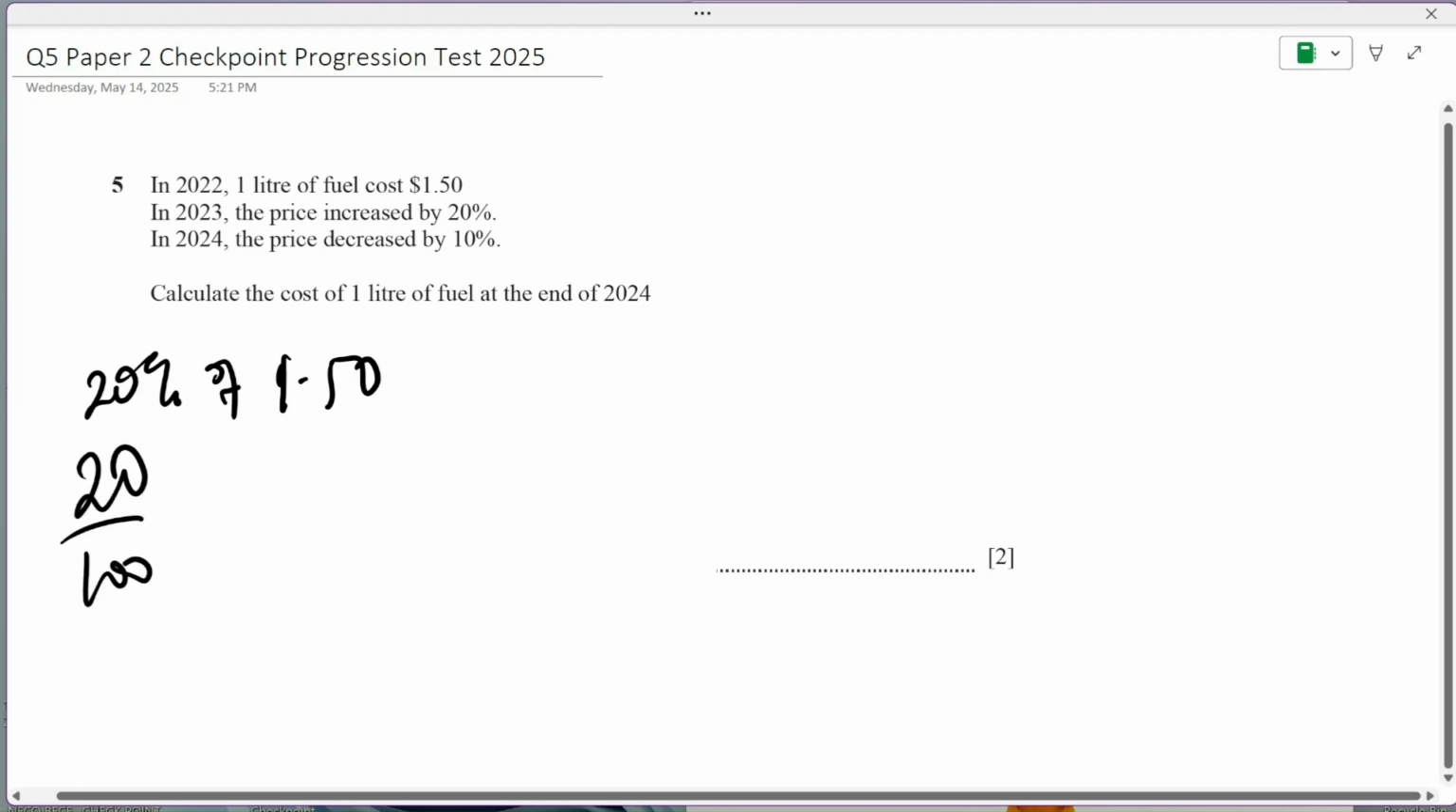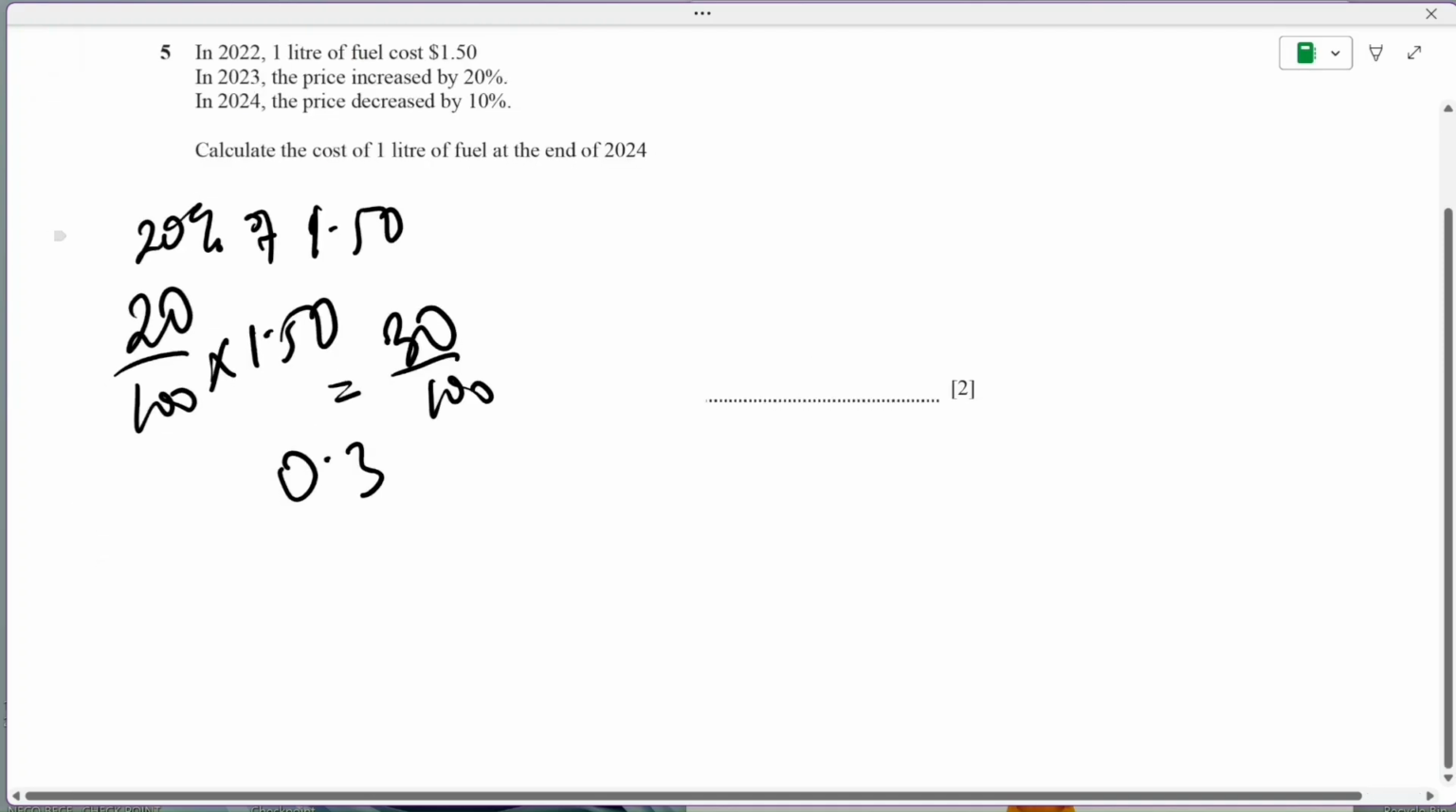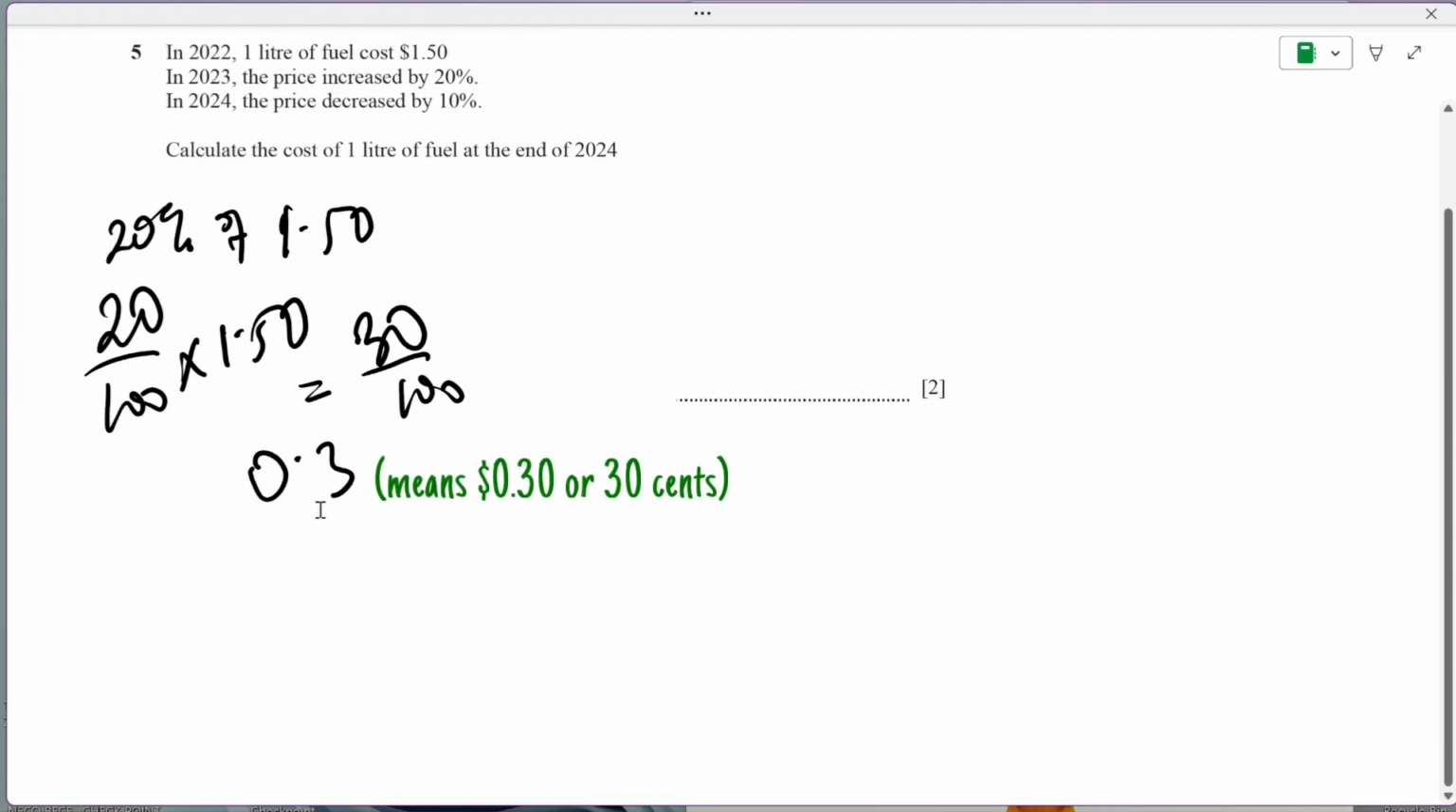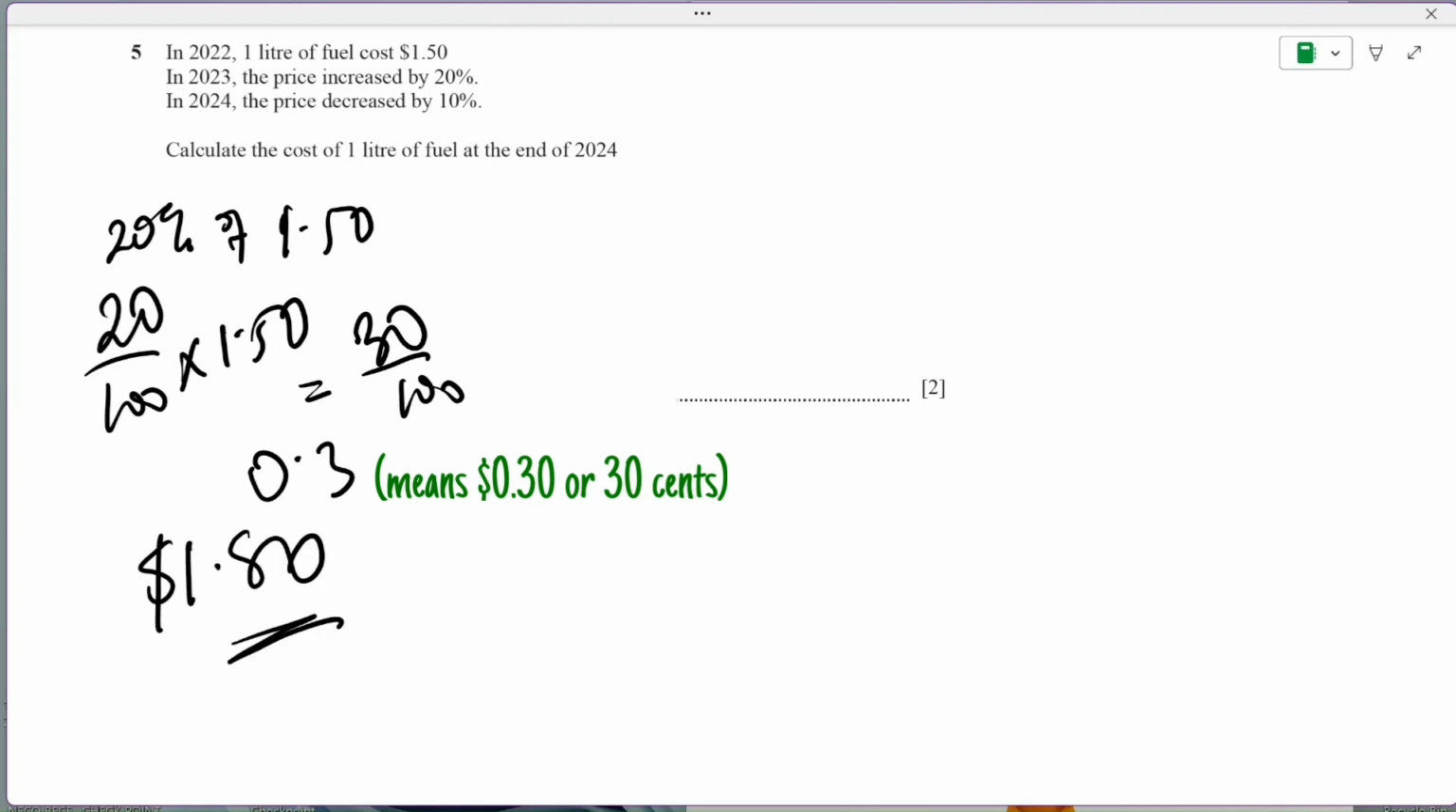That's 20 over 100 times 1.5. 20 times 1.5 is 30 over 100. That's 0.3. You're allowed to use your calculator, so this will be easy. The 20% increase is 0.3, so you add it to the initial cost, which is $1.50. 0.3 plus $1.50 gives you $1.80. That's the new price in 2023 as a result of the 20% increase.